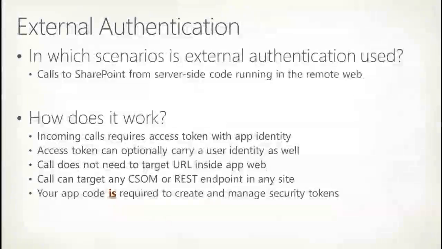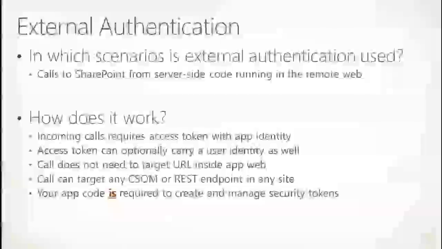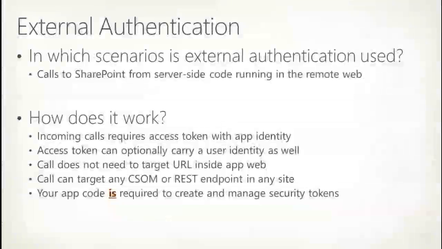Okay, the access token always has the identity of the app, but it can optionally also carry the identity of the user. When you create an access token, which you're going to have to do with explicit code, you also have the option of creating an app-only token. And the benefit of creating an app-only token is then your call can run, and it only requires the app to have the required permissions.